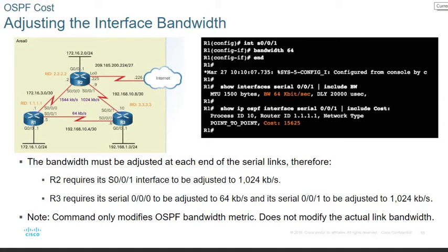OSPF cost, adjusting the interface bandwidth. The bandwidth must be adjusted at each end of the serial links. Therefore, R2 requires its S0/0/1 interface to be adjusted to 1024 kbps. R3 requires its serial 0/0/0 to be adjusted to 64 kbps, and its serial 0/0/1 to be adjusted to 1024 kbps. Note, the command only modifies the OSPF bandwidth metric, it does not modify the actual link bandwidth.